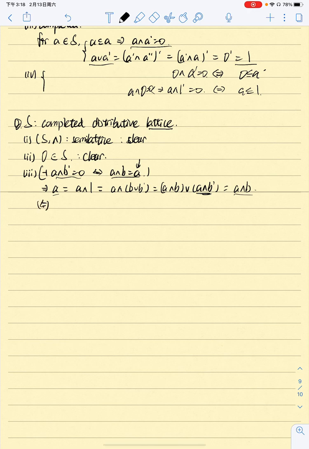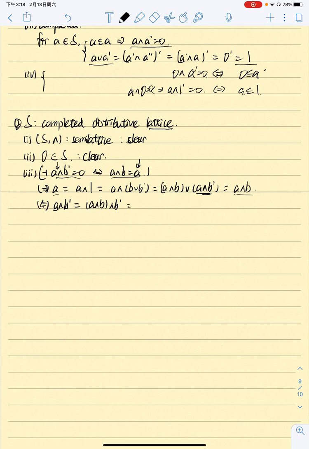And the other side, we suppose A is equal to A and B. We need to show this one. Okay, so begin with here A and B prime. Because A is equal to A and B, so here A and B prime.